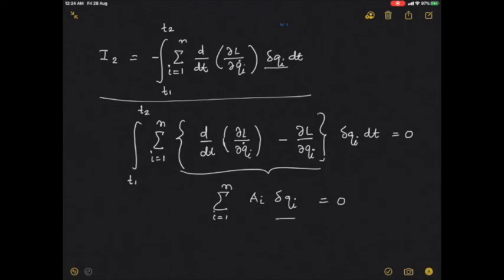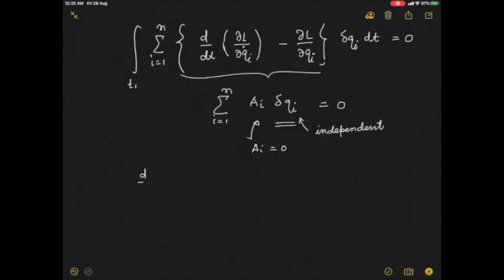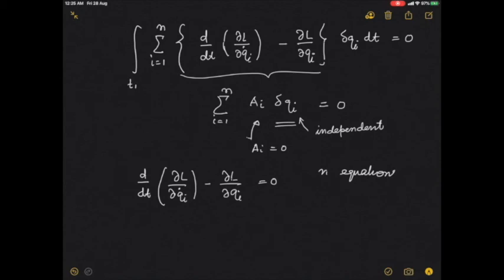And then you argue, just like we argued in the case of the principle of virtual work, that these are completely independent dimensions, one doesn't depend on the other, which means that this a_i has to be 0, because these are independent. And then what do you get? You get d/dt of ∂L/∂q_i dot minus ∂L/∂q_i equals 0.